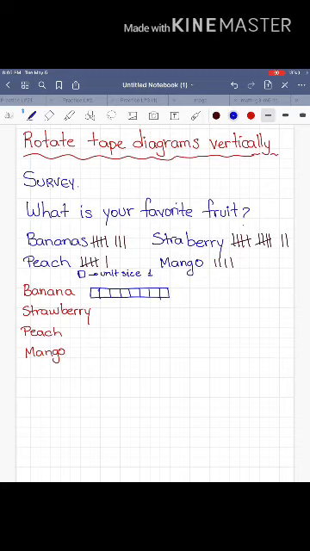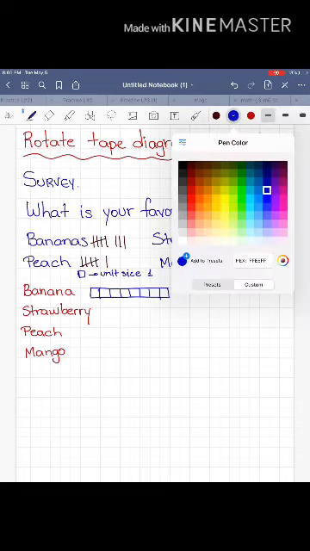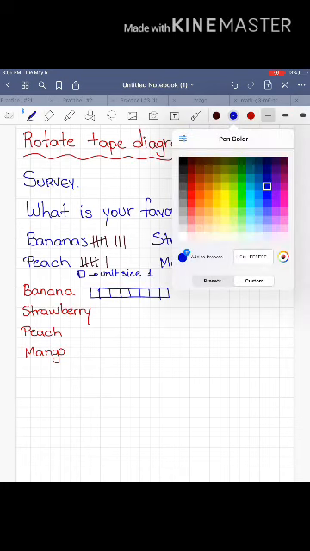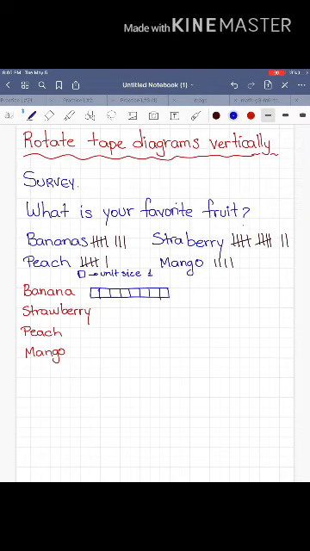Now let's go with the strawberries. Strawberries, I can count here 5, 10, 11, and 12. So now I need to draw 12 squares in order to show that I have 12 people that voted for this option. So I'm going to start right here, and up to here I have 8, 10, and 12. 1, 2, 3, 4, 5, 6, 7, 8, 9, 10, 11, and 12.